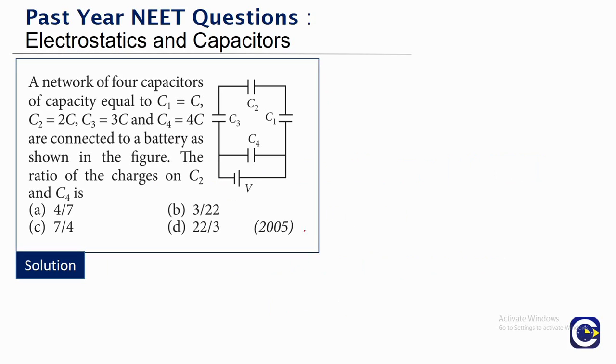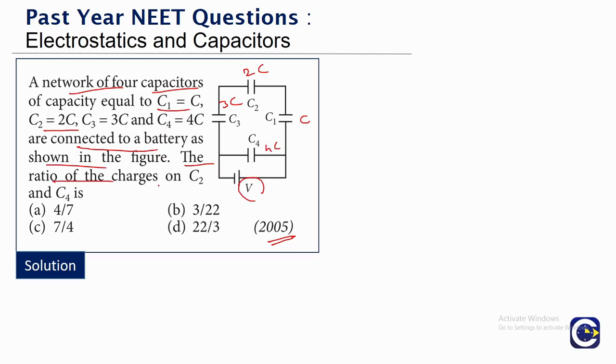We'll start with a question that has come in the 2005. This is a question based on the combination of capacitors. A network of 4 capacitors, they are giving us the values. C1 is equal to C, C2 is equal to 2C, C3 is equal to 3C, and C4 is equal to 4C, are connected to a battery as shown in the figure. So the voltage of the battery is V.